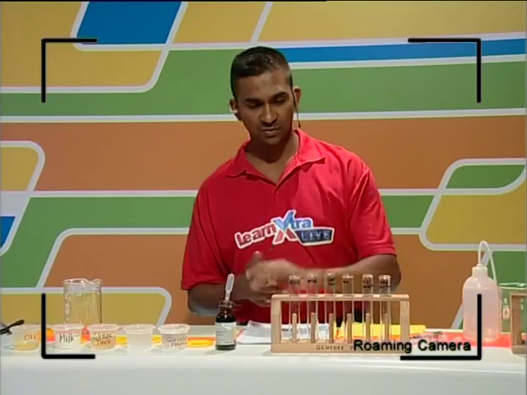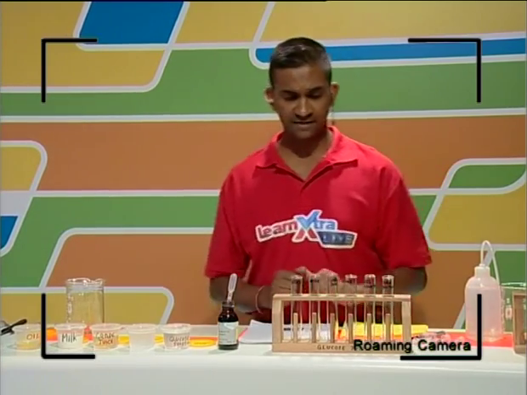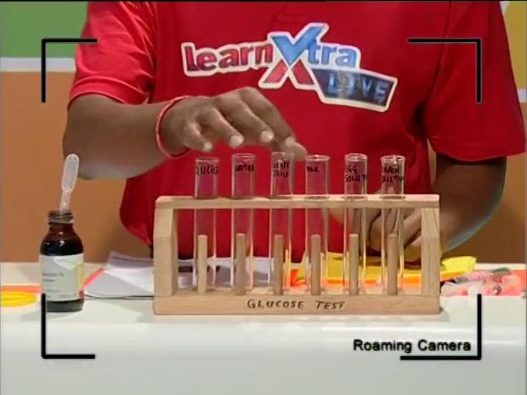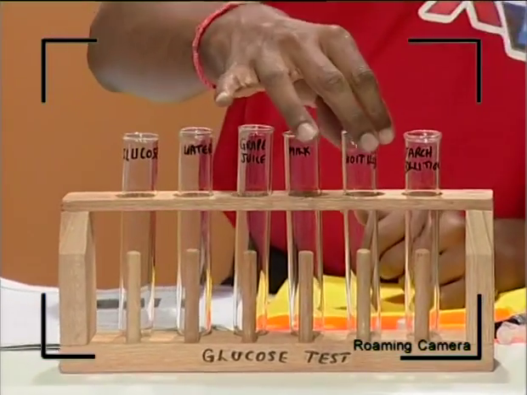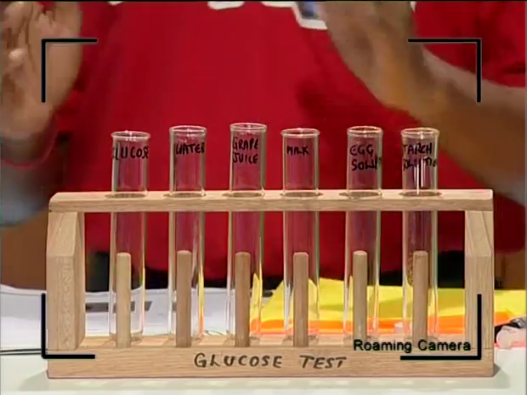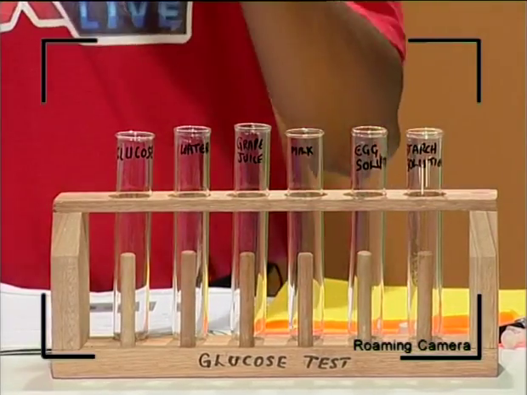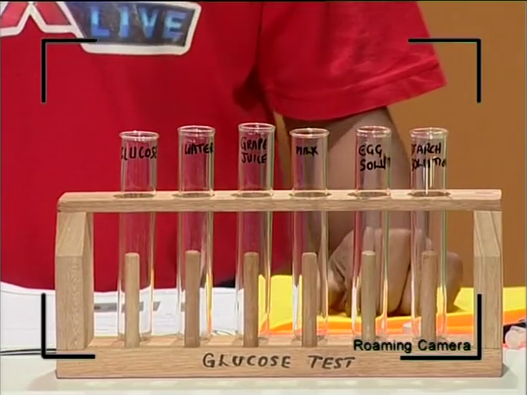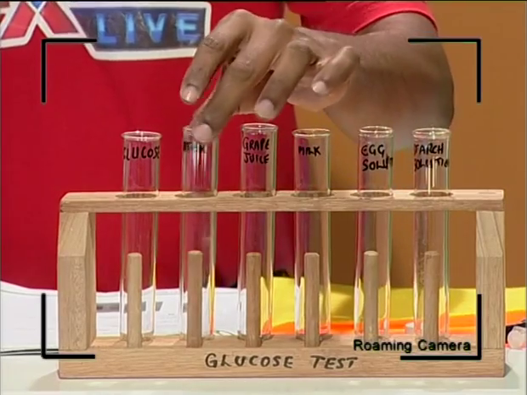So let's start. What I have here is a set of test tubes, and I've labeled them glucose, water, grape juice, milk, and this is egg solution, and here we have a starch solution. So what we're testing for in the first test, guys, is the presence of glucose in different food samples. And if you notice, the first test tube is a glucose test tube, the second one is water.